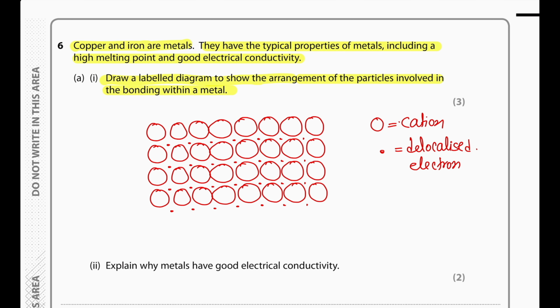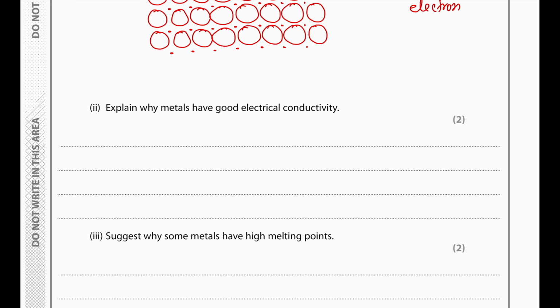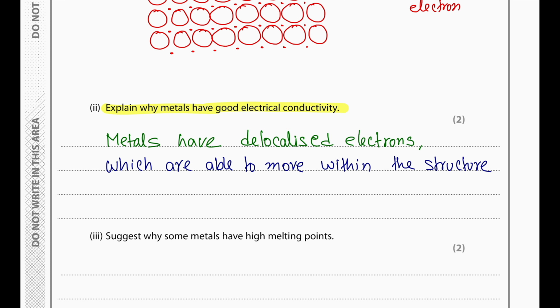It's better to write delocalized electron. Explain why metals have good electrical conductivity. Metals have delocalized electrons which are able to flow within the metal structure when an electric field is applied.